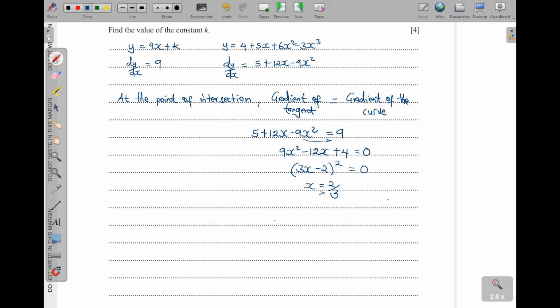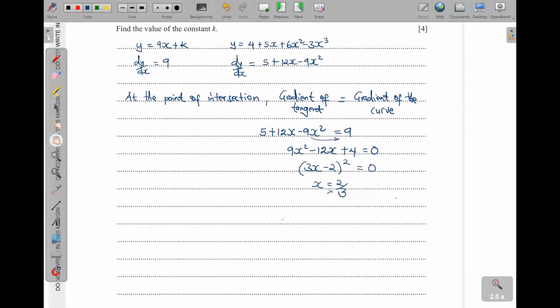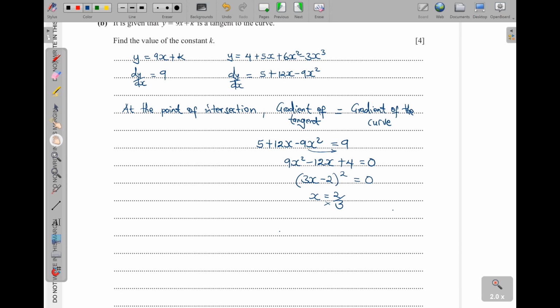And then, remember, they told us to find the value of k. Now, since this is a point where these two intersect, there is a y coordinate. So we can find now the y coordinate for x is equal to 2 over 3. They have the same y coordinate. So what is the y coordinate on the curve? y is going to be equal to 4, then plus 5. We are substituting here in the equation of that curve.